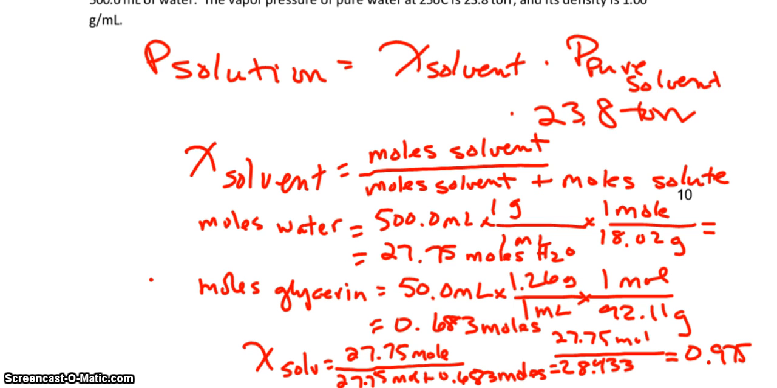Okay, so hopefully you had the opportunity to find the mole fraction for this problem. So the mole fraction is the moles of solvent over the moles of solvent plus the moles of solute. Well, now I had to find moles. So I was given volume of water. I had to use the density and the molar mass to find the moles of water is 27.75. I had to find the moles of glycerin, which they gave me 50 mL. The density is 1.26 grams over 1 mL. And then I used the molar mass, which was 92.11, and divided to get 0.683 moles. So the mole fraction of the solvent would be the moles of the solvent over the moles of both the solvent and solute, and I got 0.975.